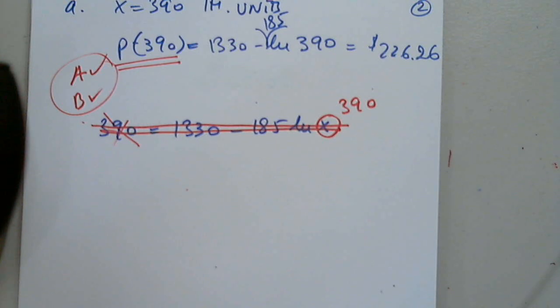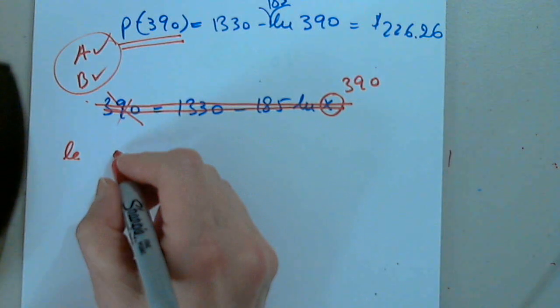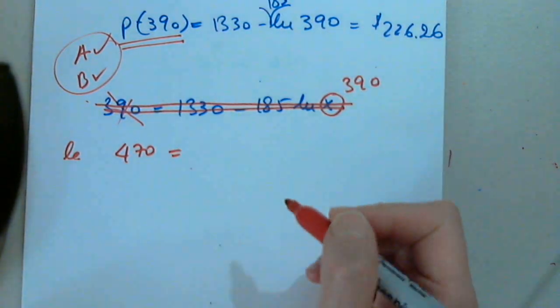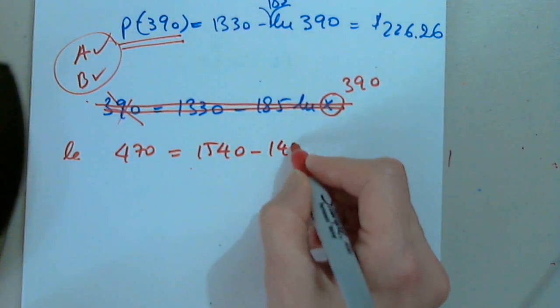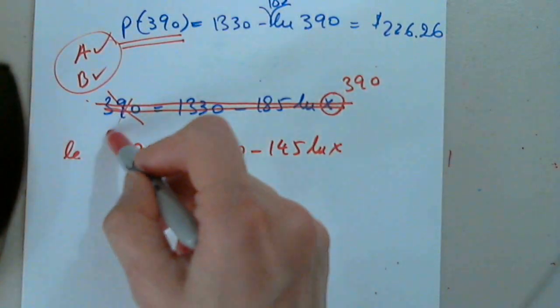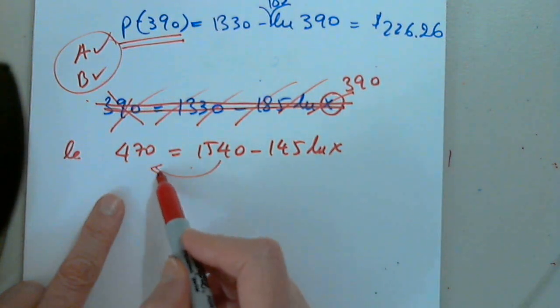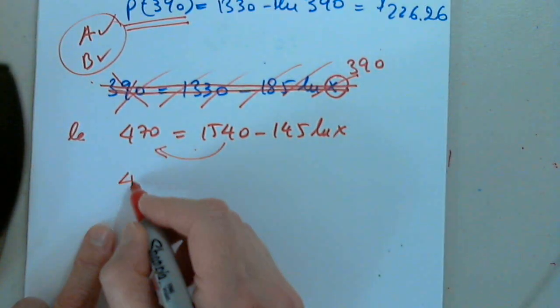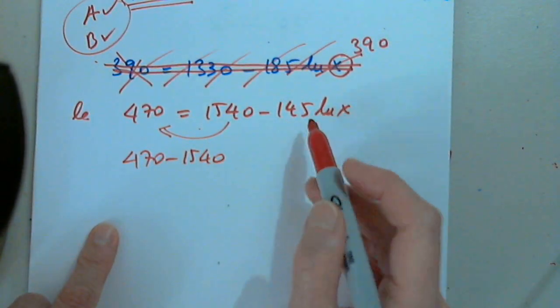Yes. Okay. Now, how many units will consumer buy at a price A? This is a different story. Again, it's a different problem, but I'm just going to show B here. So now the price is 470 equals, and now I have to copy this new problem, equals minus 145 natural log X. Now this is a different story. Now they're giving us the price, but not here. So in part B, of course I'll have to move 1,540. So 470 minus 1,540, and then divide by this number.